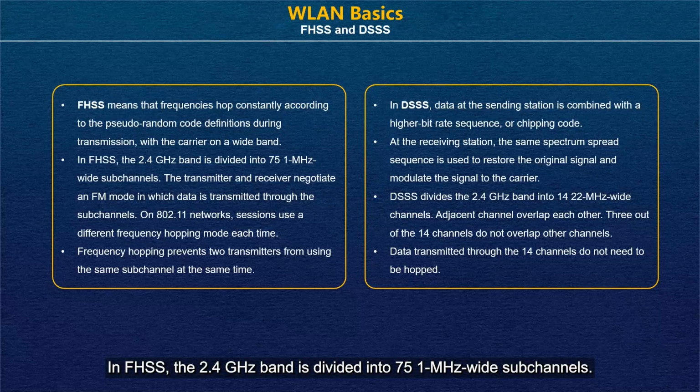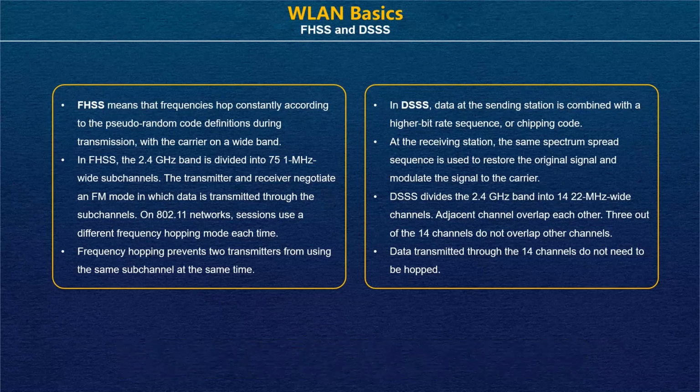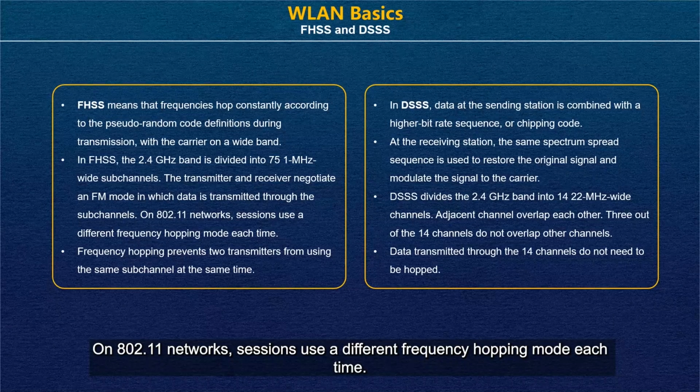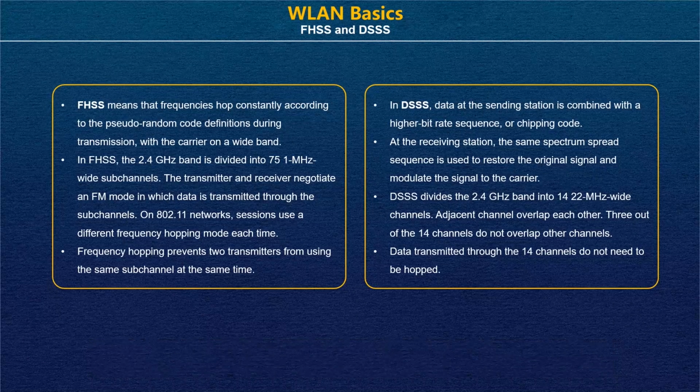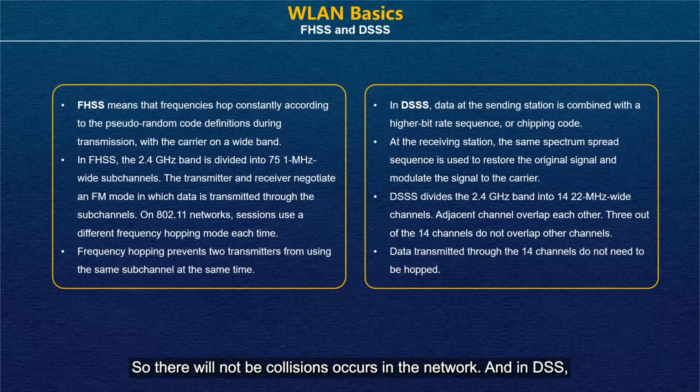In FHSS, the 2.4 GHz band is divided into 75 1 MHz wide subchannels. The transmitter and receiver negotiate a frequency hopping mode in which data is transmitted through the subchannels. On 802.11 networks, sessions use a different frequency hopping mode each time. And frequency hopping prevents two transmitters from using the same subchannel at the same time. So there will not be collisions in the network.